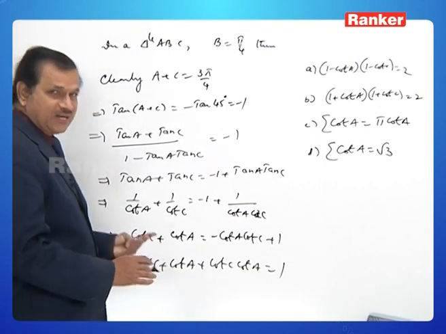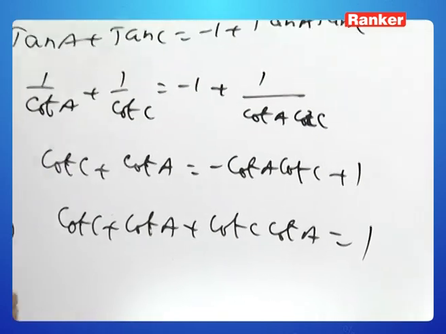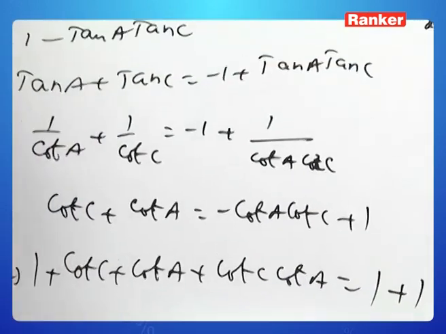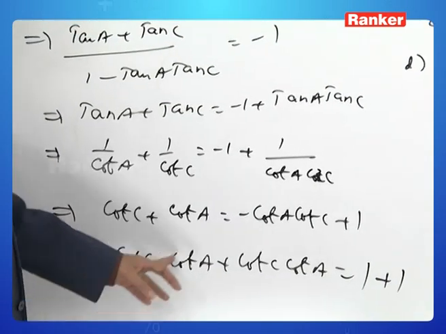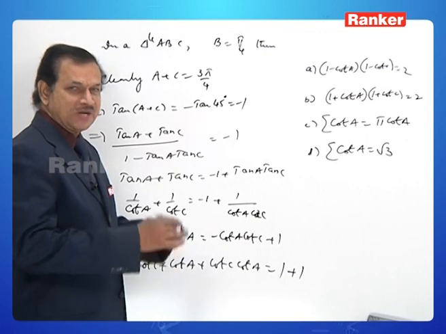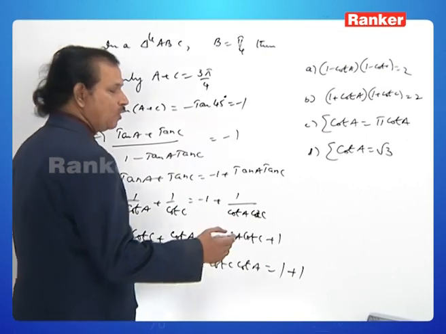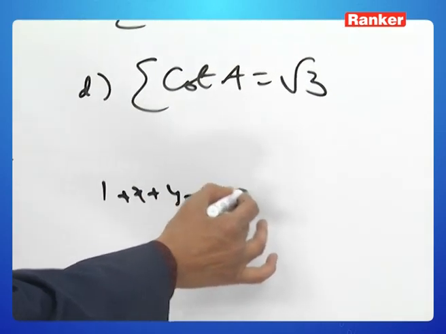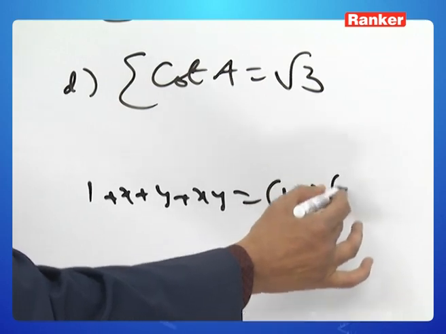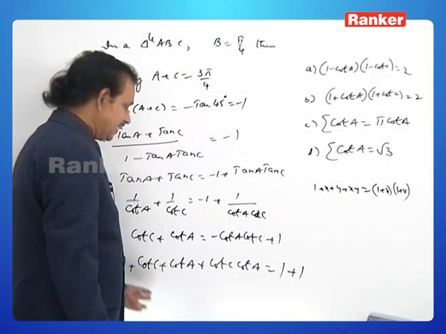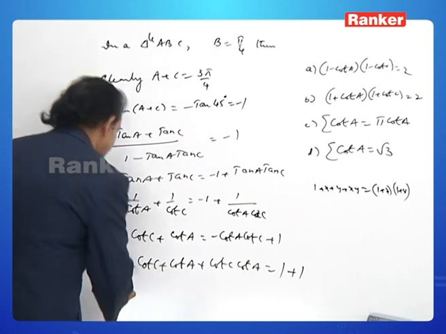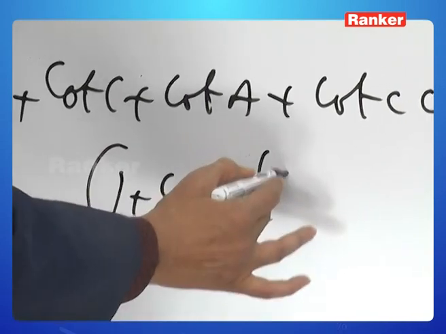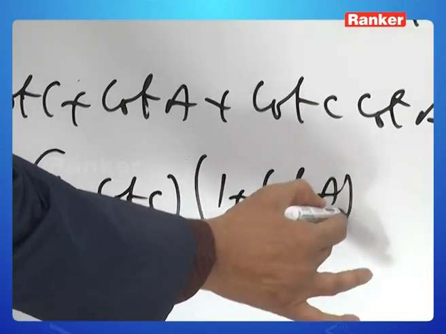Well, at this juncture, I would like to add 1 on both sides. What is going to happen? If you add 1 on both sides, my dear friend, you observe 1 plus x plus y plus xy. What is that? 1 plus x plus y plus xy is just nothing but 1 plus x into 1 plus y, isn't it? Therefore, the left hand side is 1 plus cot C into 1 plus cot A is equal to 1 plus 1.